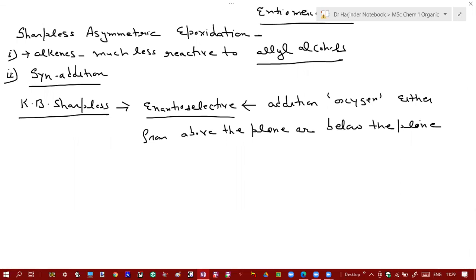Is it clear? Yes, sir. Yes. Now, what is this reaction?